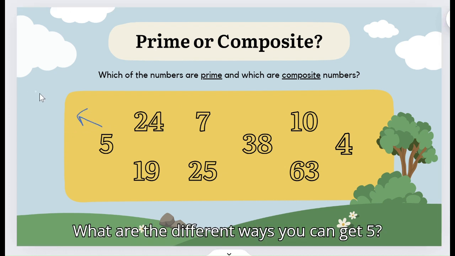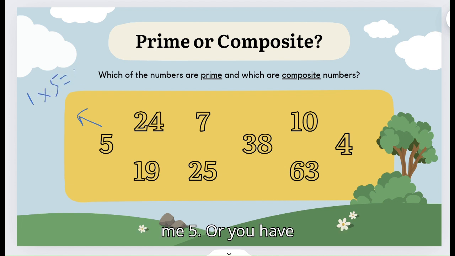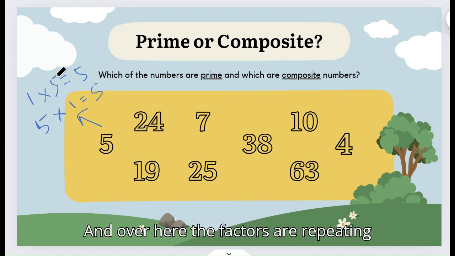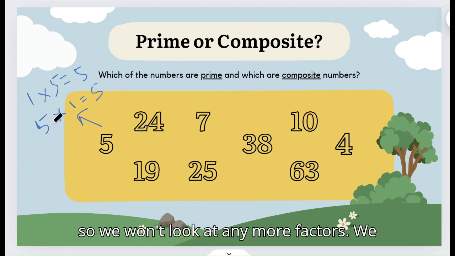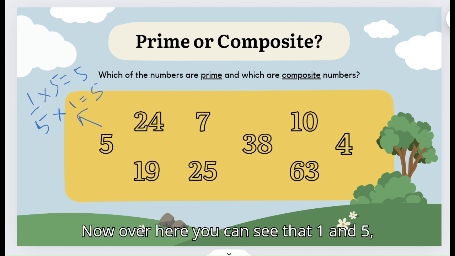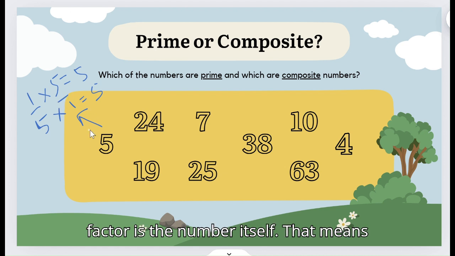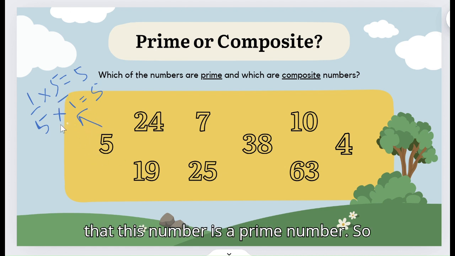What are the different ways that you can get 5? You can get 1 times 5, which gives me 5, or you have 5 times 1, which is 5. And over here the factors are repeating, so we won't look at any more factors. Now over here you can see that one of the factors is 1, the other factor is the number itself. That means that this number is a prime number.